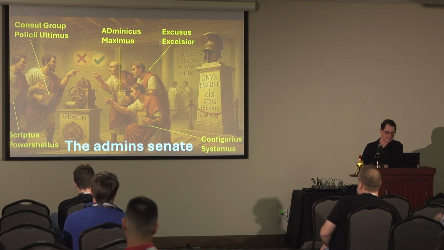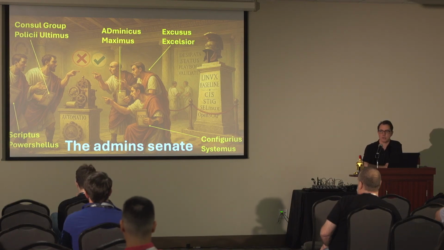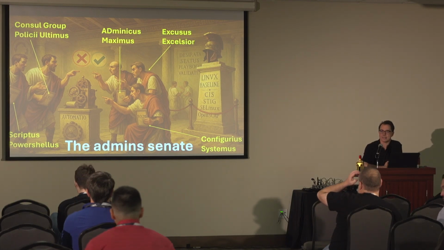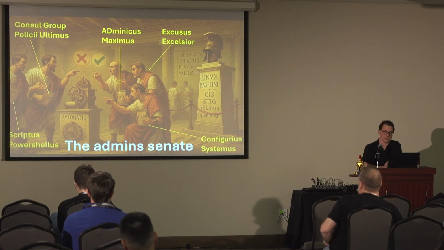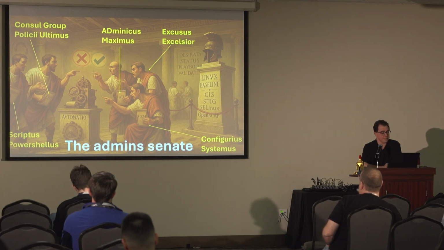Now, as fate has it, Complicus deals mostly with Windows system administrators who are puzzled by the Red Hat Linux baseline. The close ally is Scriptus PowerShells, because PowerShell does run on Red Hat and you could use it. The Adminicus Maximus casts serious doubt on this because group policy objects will not work on Red Hat. And Consul Group Policy Ultimus definitely agrees. There is also Configurer Systemus, who thinks, hey, I can use SCCM and secure the platform. Unfortunately, Microsoft SCCM does not work on Red Hat.